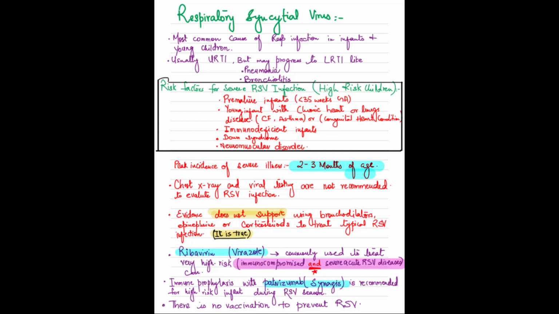But if a child is normal, and does not have any of these situations, they might get a less severe upper respiratory infection because of RSV. What is the peak incidence for severe illness? As we mentioned, it takes up to 2 years for a child to get this, but if a child has been exposed within 2 to 3 months of age, the chances of getting severe infection are very high. This is the peak age for getting a severe illness because of RSV. Usually chest x-ray and any type of viral testing are not recommended in RSV. RSV is basically a clinically diagnosed case.